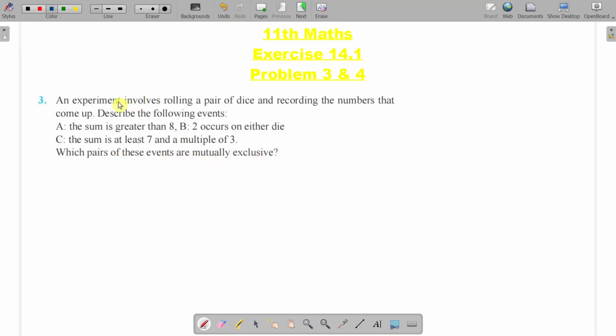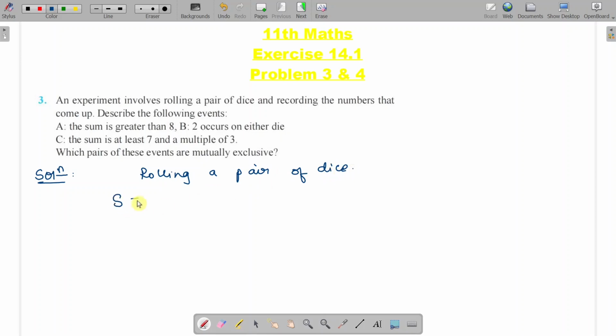So the experiment of rolling a pair of dice is given to us. Then the events we have to find out are A, B, C, and then we have to tell which pair of these events are mutually exclusive. So let us start solving the problem. Solution. So let us write first the random experiment here. So random experiment is rolling a pair of dice. Okay. So 2 dice are rolled.